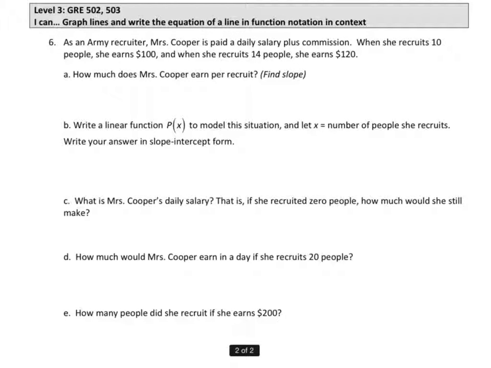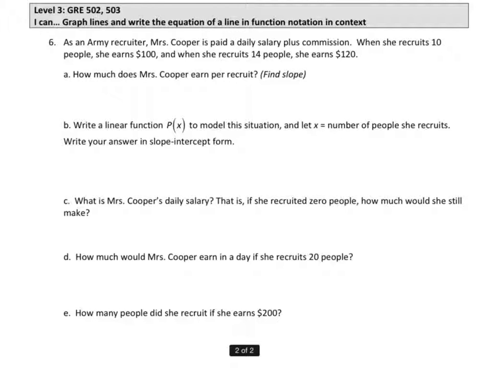In level 3, we will be doing the same skills we did in level 2, but in the context of word problems. So we're still going to be writing equations of a line, but it will just look a little different. Okay, so looking at this example, number 6, as an Army recruiter, Mrs. Cooper is paid a daily salary plus commission. When she recruits 10 people, she earns $100. And when she recruits 14 people, she earns $120.